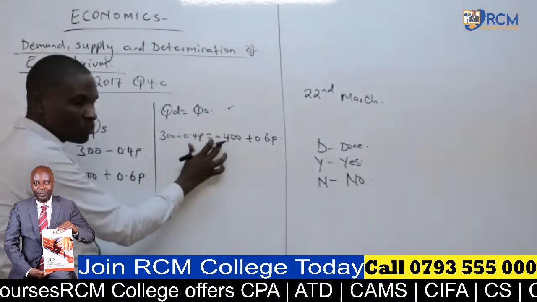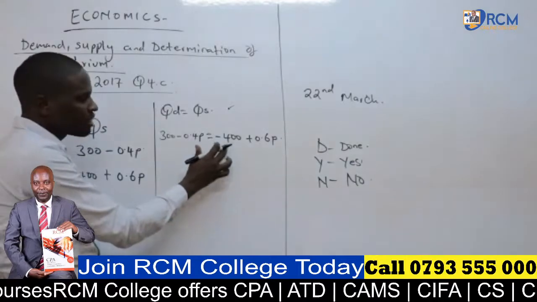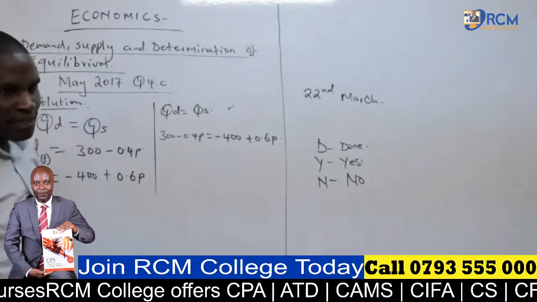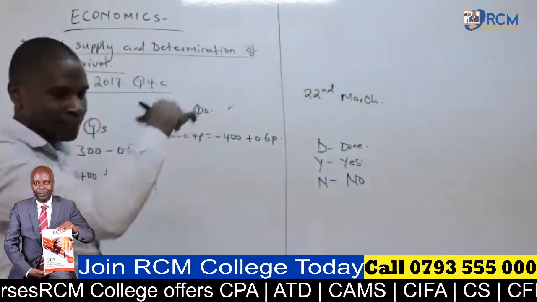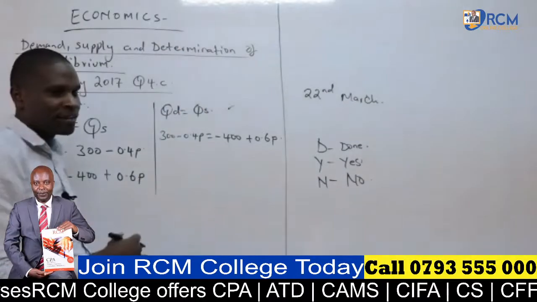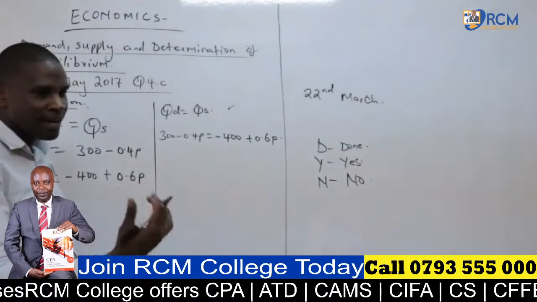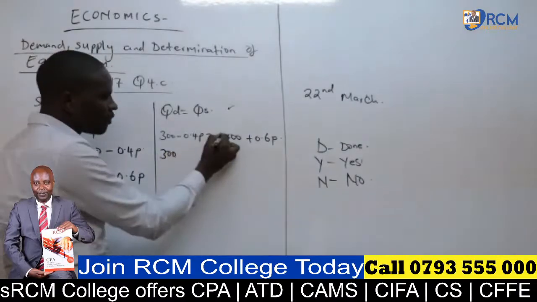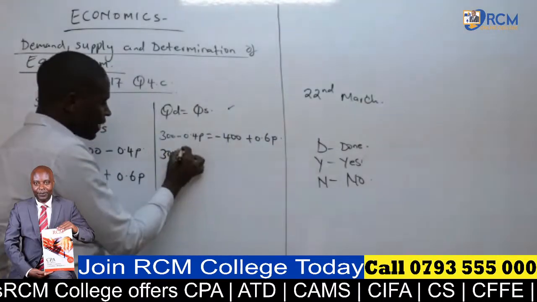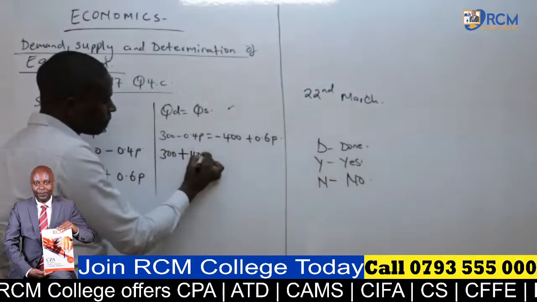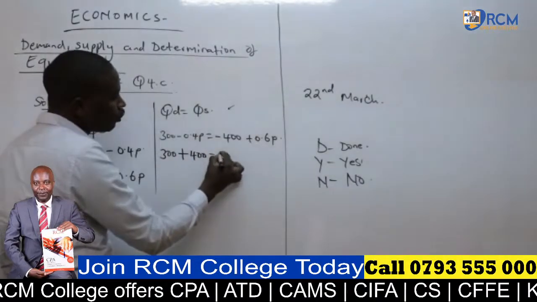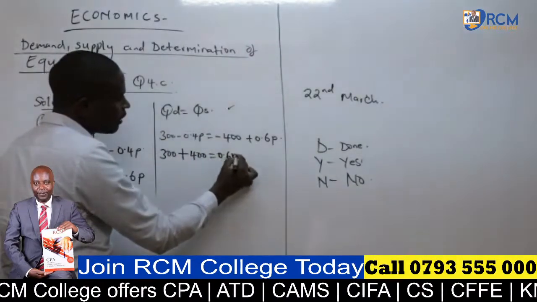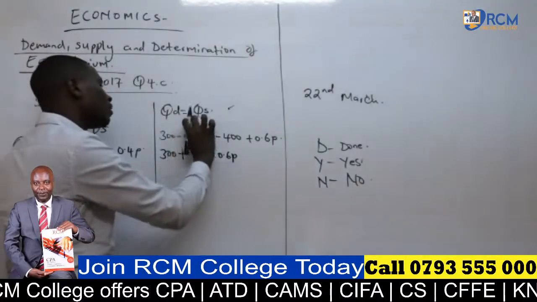What will happen to the sign of 400? It is minus. When it crosses to the other side, the sign changes. So I'll be having 300, and this sign will change to plus, is equal to plus 0.6p. Then I move this 0.4p to the other side.